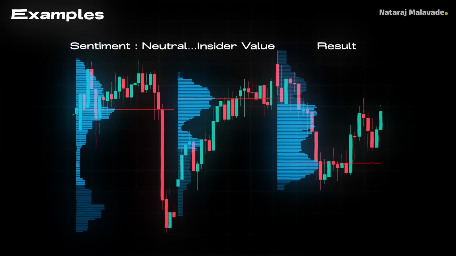Now again, I'm telling you, don't focus on buy and sell signals or strategies yet. We will definitely cover them in detail in the upcoming or subsequent chapters. Let's focus on how to analyze the volume profile.